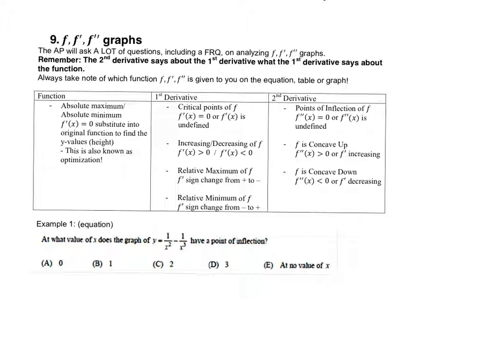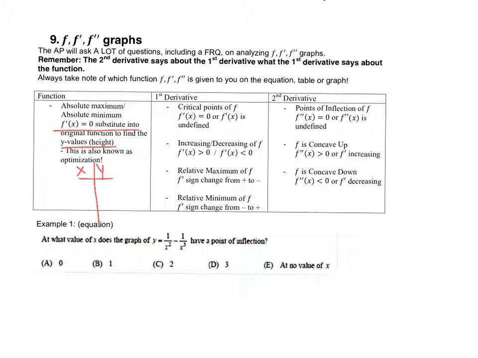If we are just given f, or we have to work with f, in order to find the absolute maximum or the absolute minimum, you have to find the critical points and then substitute back into the original function. So that's what this says: f prime of x equals 0, then substitute into the original function to find the y values, which will give me the height. This would be a good time to do a table.